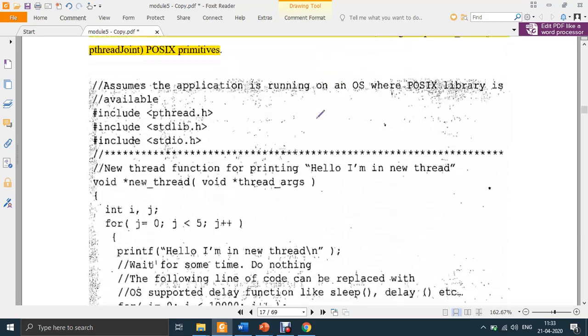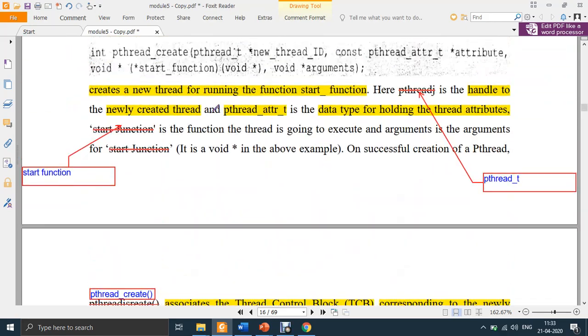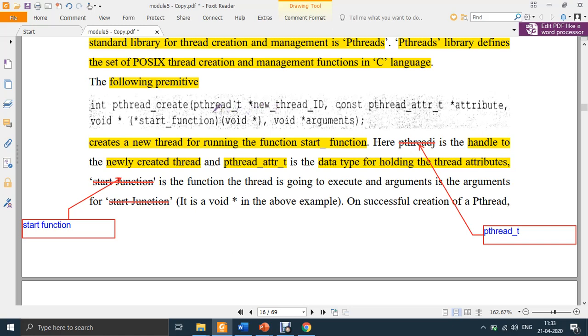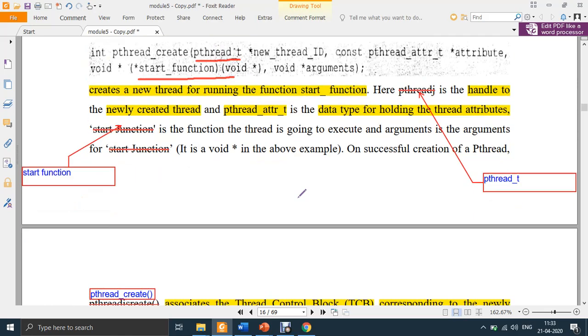If you go back to the syntax for creating a new thread, first what will come? The name of the thread. That has come. Next what will come? Constant pthread attribute. Some attribute you have to pass. This is NULL, so you are passing no attribute, no variable. The third parameter is the name of the function for which you are creating this thread. So what was the name of the function?